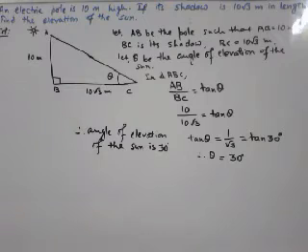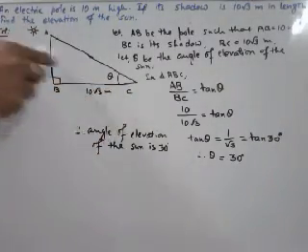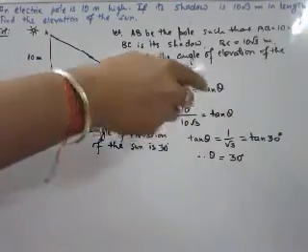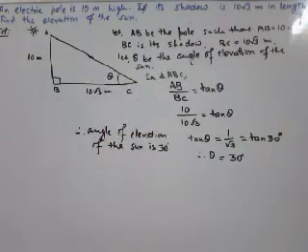Here AB is the pole which height is 10 meter and its shadow is 10 root 3 meter in length. Now the question is, find the angle of elevation of the sun. Here AB is perpendicular, BC is base. So perpendicular by base, we know tan theta. So tan theta value is 1 by root 3. We know 1 by root 3 is tan 30 value. So theta is 30 degree. Therefore the angle of elevation of the sun is 30 degree.